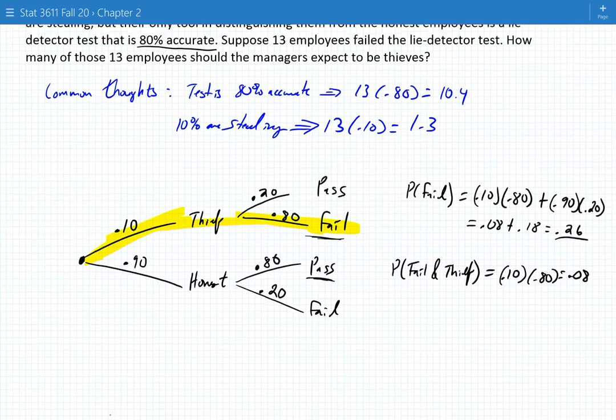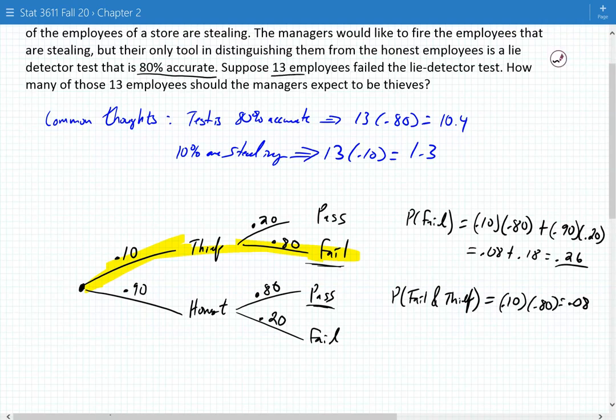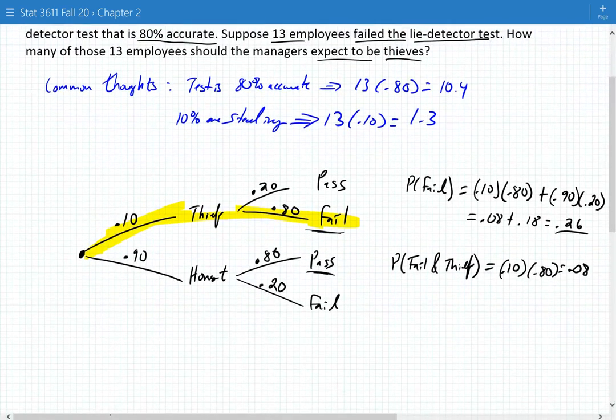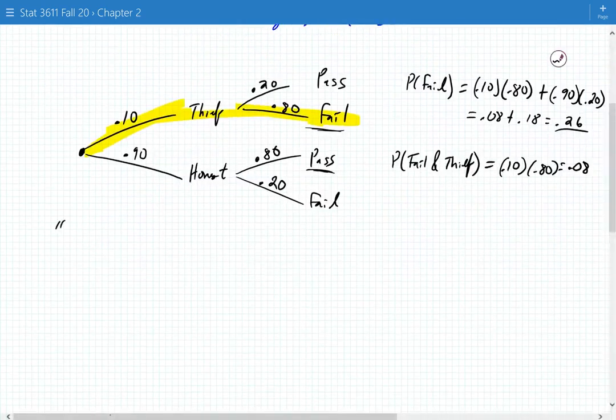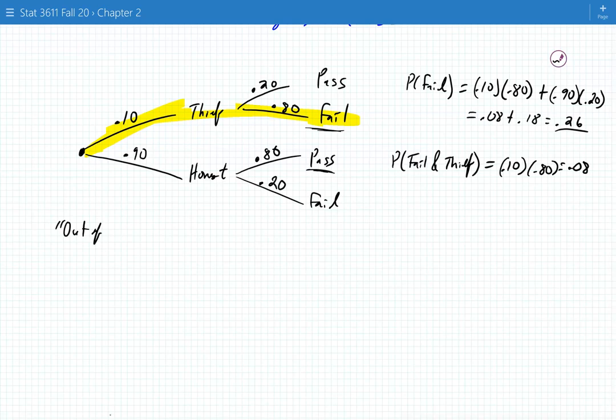Okay, so let's think about this. You have 13 employees that failed the test. How many of those should they expect to be thieves? So this is out of the people who failed, how many should we expect to be thieves? This is not out of everybody. This is out of the people who failed.